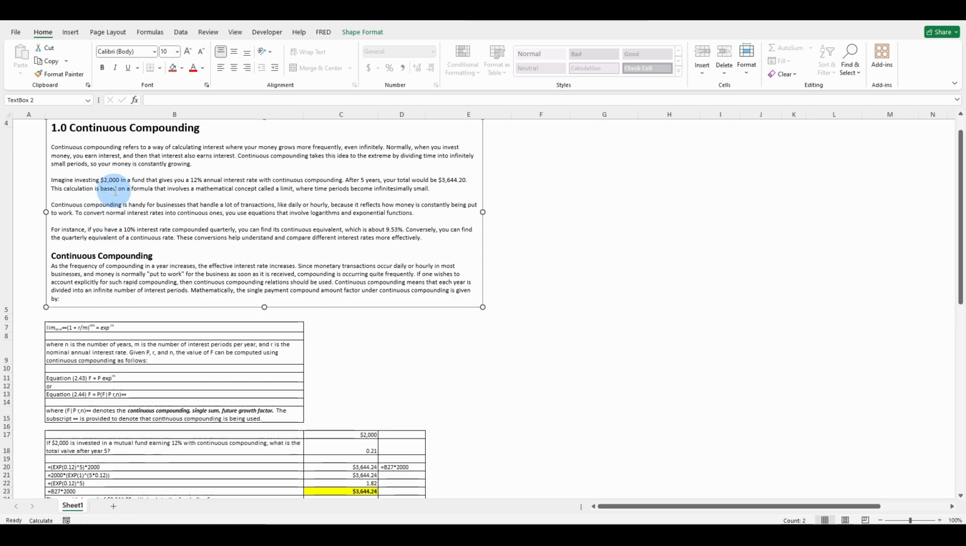Imagine investing $2,000 in a fund that gives you 12% annual interest with continuous compounding. After 5 years, your total would be $3,644.20. This calculation is based on a formula that involves a mathematical concept called a limit, where time periods become really small. Continuous compounding is handy for businesses that handle a lot of transactions. Banks and financial institutions, for example, compound daily or hourly, because it reflects how money is constantly being put to work. To convert normal interest rates into continuous ones, you use equations that involve logarithms and exponential functions.